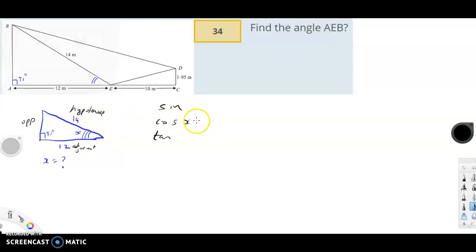Cosine x equals, carrying a harp, adjacent over hypotenuse. So we start down here again. Cosine x equals the length of the adjacent, which is 12, over 14. So x equals cos inverse 12 over 14, which is the same as 6 over 7. And bang that into the calculator.